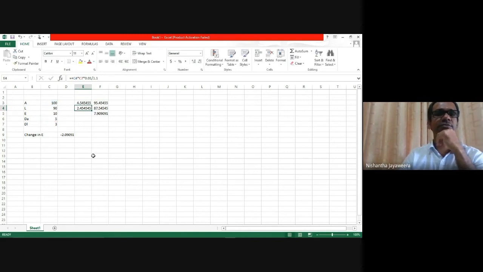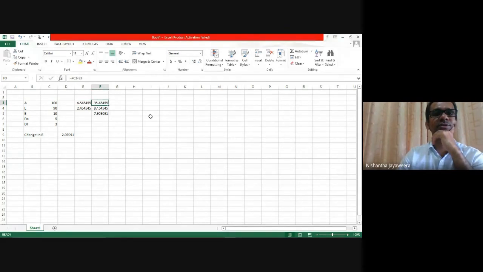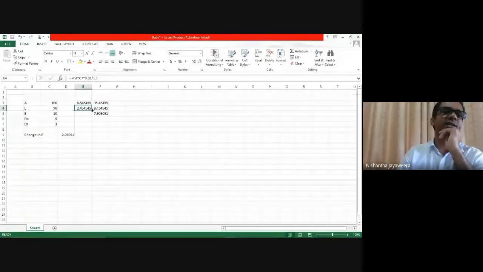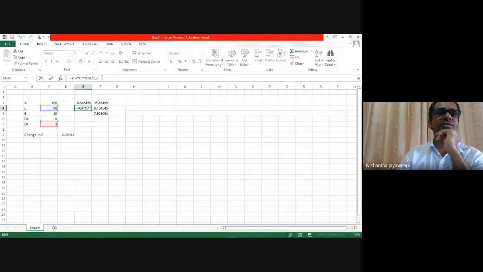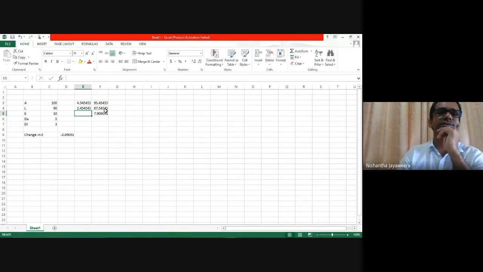So it should give you 4.540556. Then it should be 95.44. In the liabilities also, liability amount into Macaulay duration 3 into yield change 0.01, because it's a 1% change, divided by 1.1, 1 plus 10%. So it should give you 2.45. So these are the new figures, value of assets and value of liabilities.